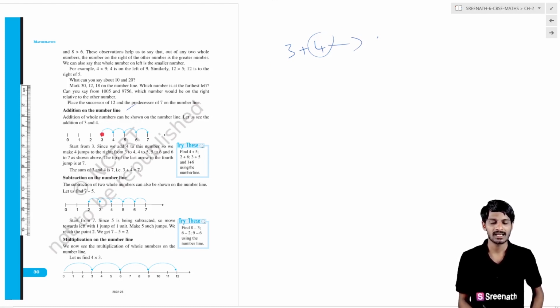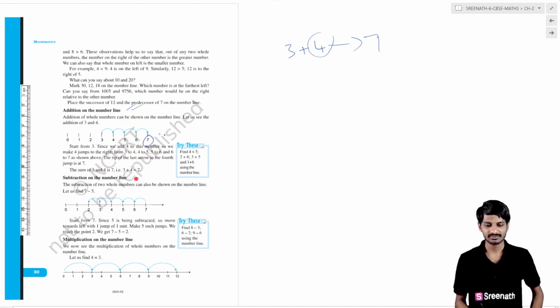So you started here and you are doing 4 jumps. First jump, second jump, third jump, fourth jump, and the condition is that the step length is 1 unit. The difference between these is 1 unit. So what is the number you get? That is 7. So basically if you add 3 plus 4, you will get 7. In this way you will get addition on the number line.